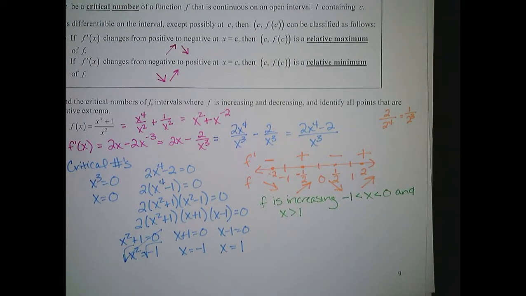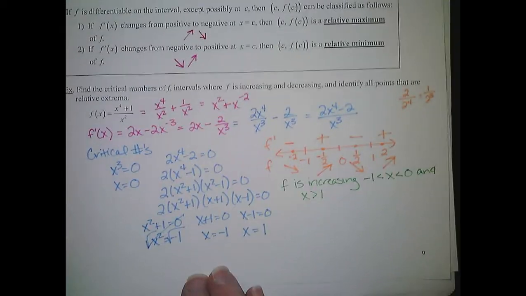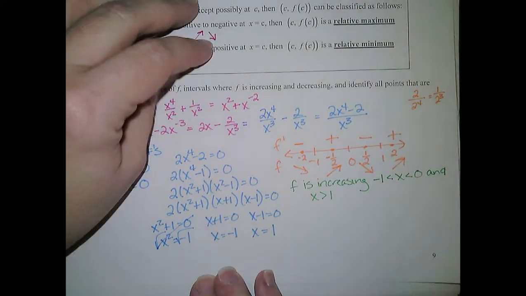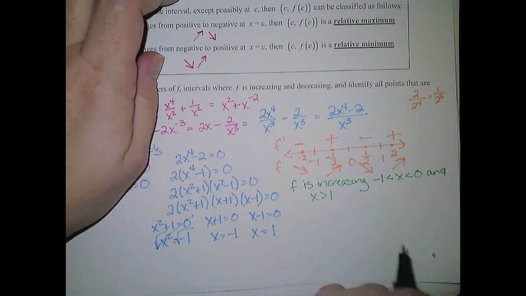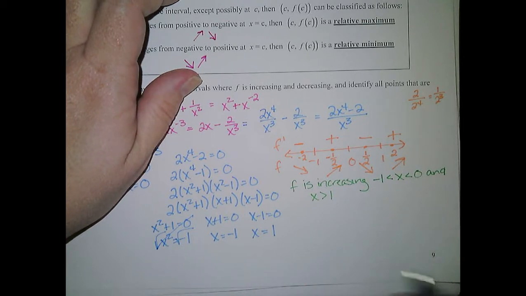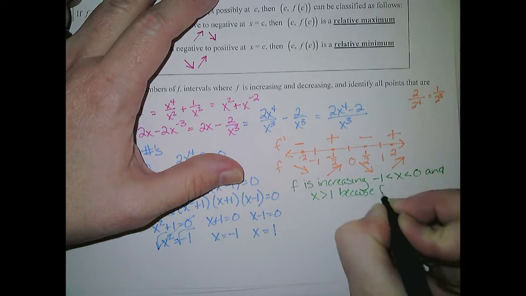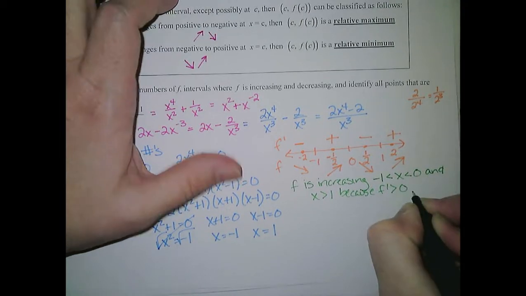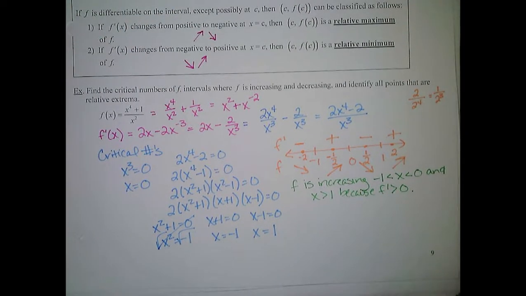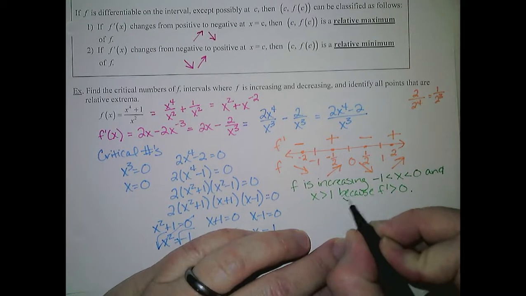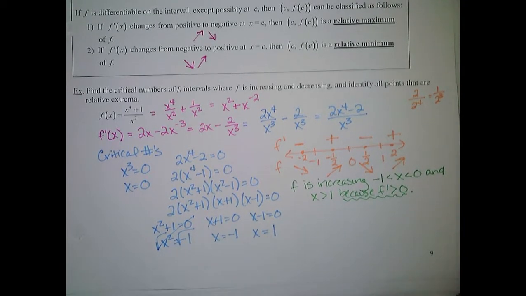We want to make sure that we justify our answer, and we need to do so in terms of the first derivative. So how do we know that f is increasing on those intervals? Well, because on those intervals, our derivative, f prime, is greater than 0. You could also just say that f prime is positive, but this part is important. You must justify your answer.